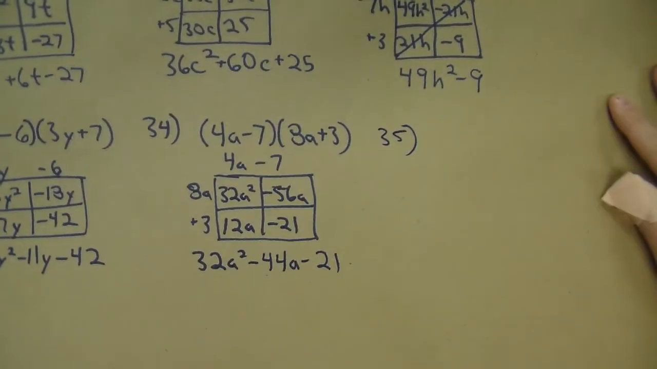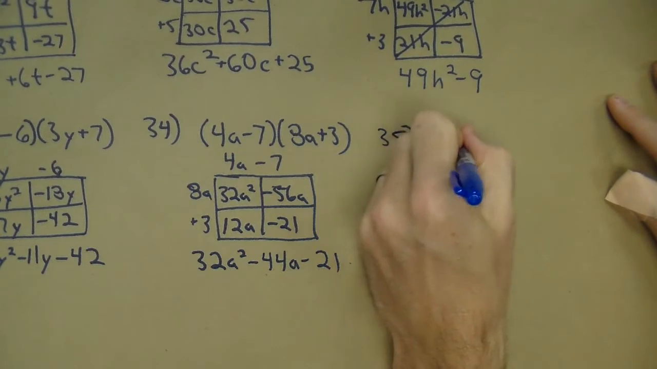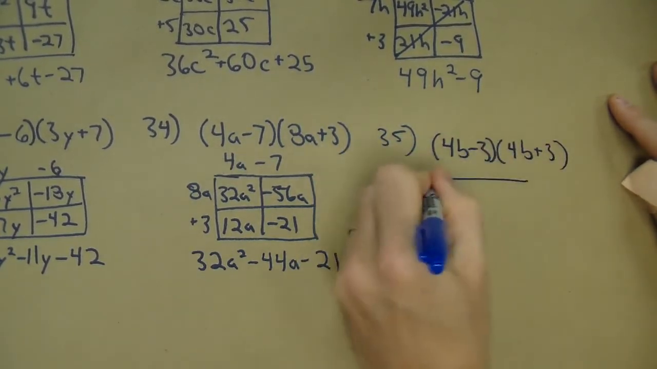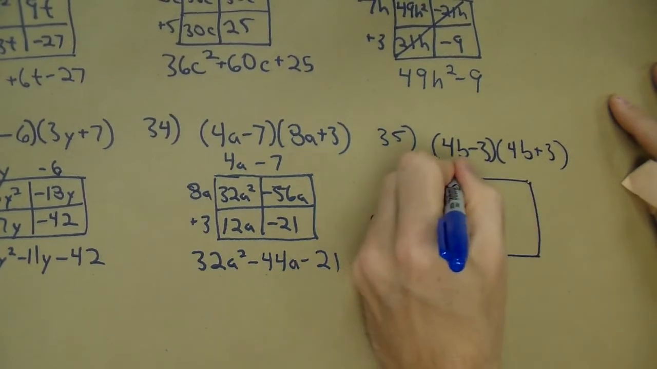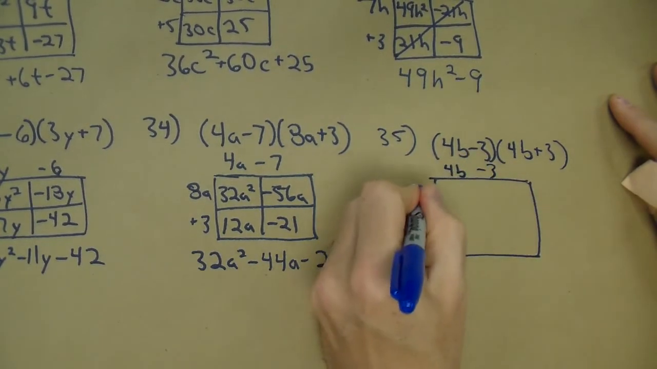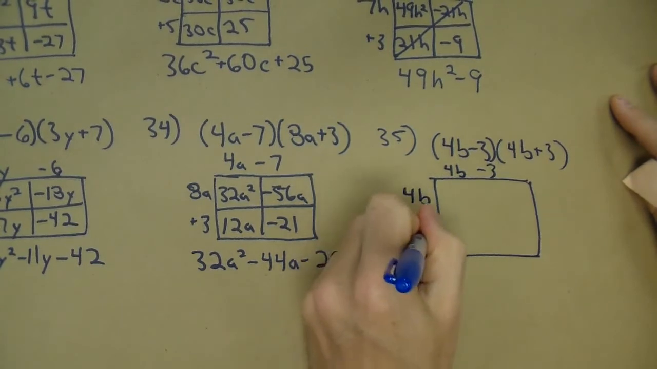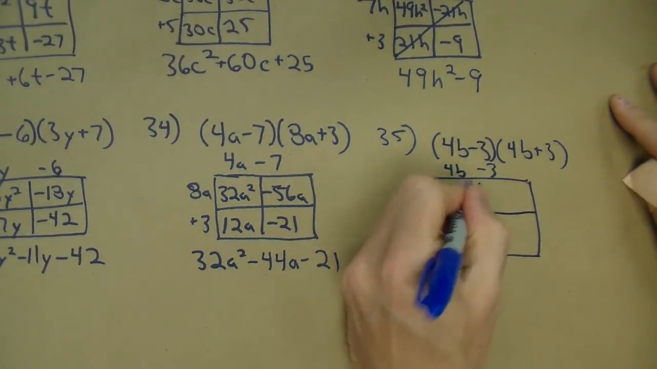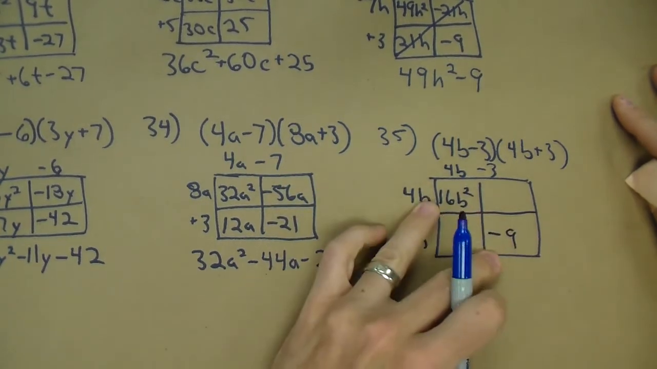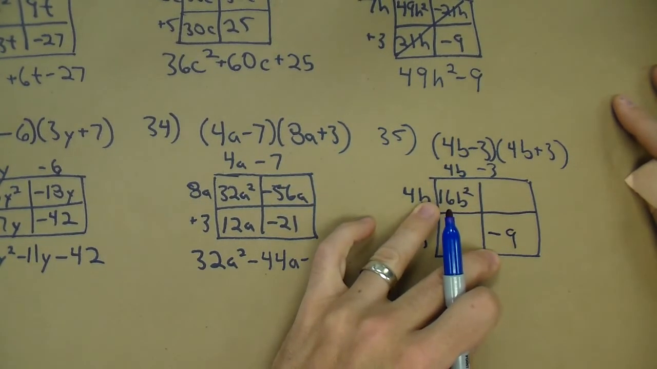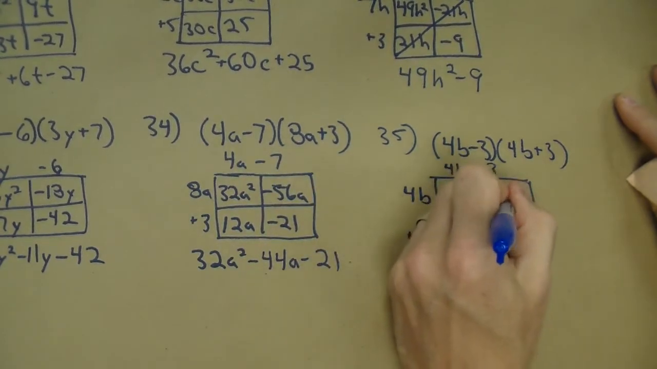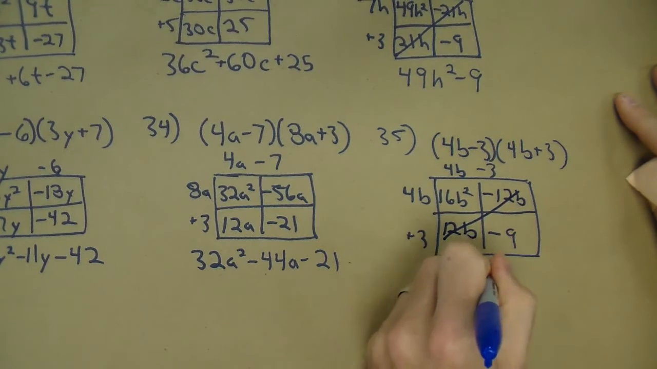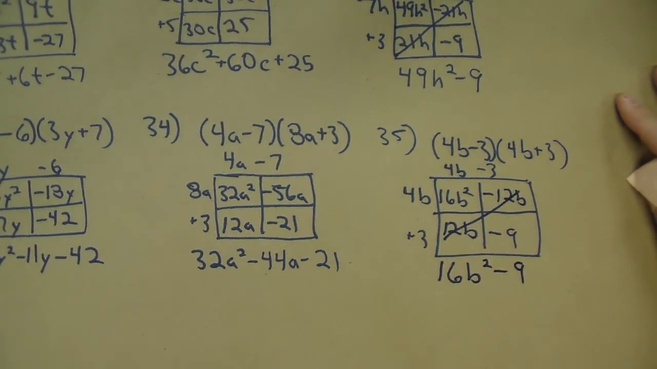35. We'll go 4b minus 3, 4b plus 3. This one's looking like a difference of two squares. If you understand the pattern, you're already hopefully predicting that this is going to be 16b squared minus 9, which we get here in the top corner, top left, bottom right. And then we notice we get negative 12b, positive 12b. Those become 0, 16b squared minus 9.